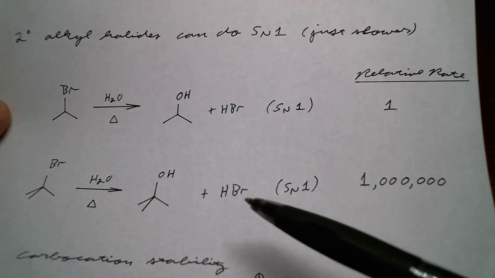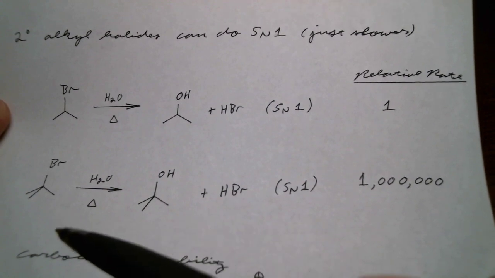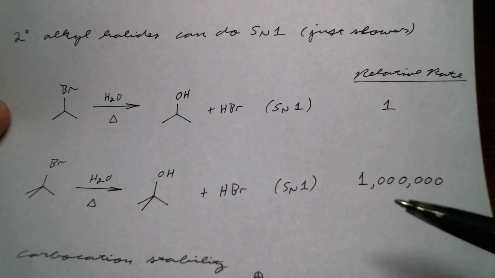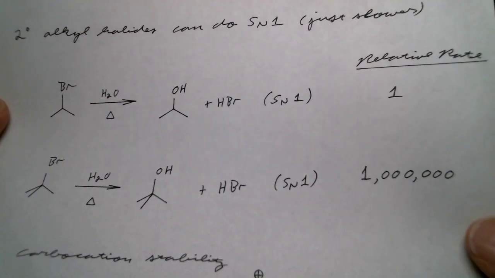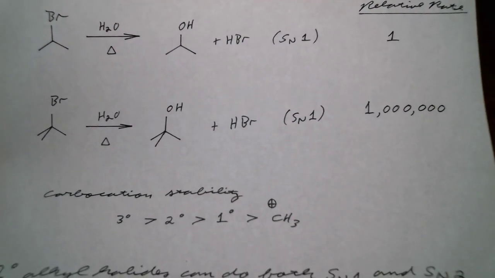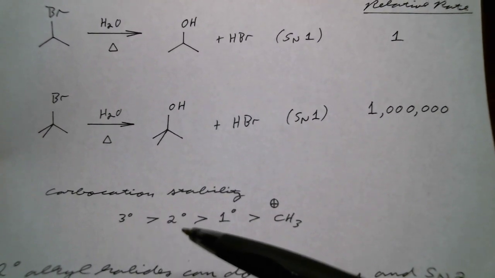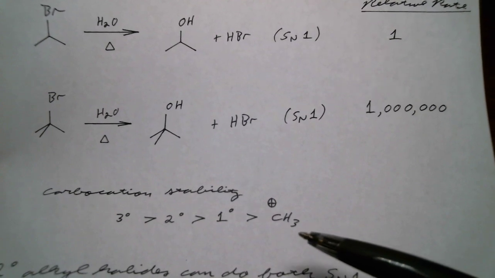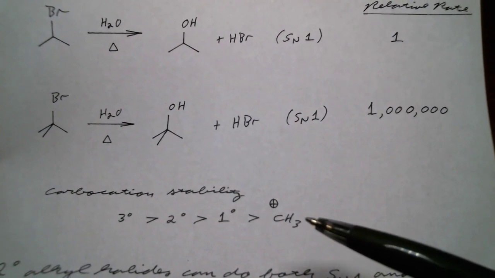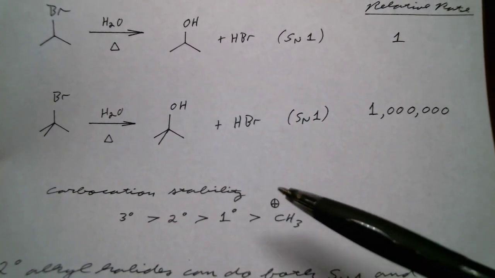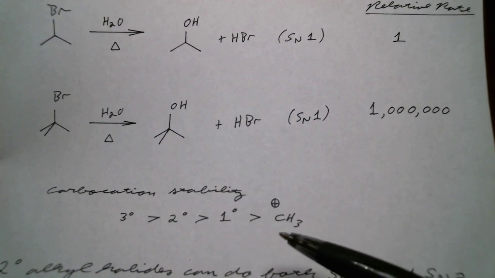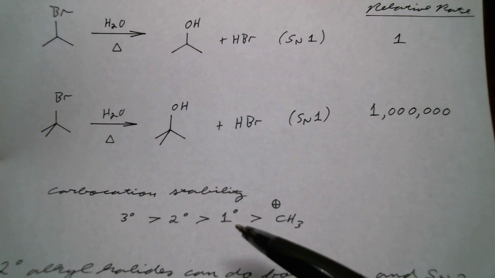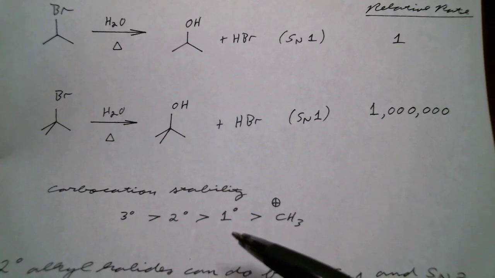So why do tertiary alkyl halides or tertiary carbons go faster in an SN1 reaction? That has to do with carbocation stability. Tertiary carbocations are more stable than secondary carbocations, which are more stable than primary carbocations, which are more stable than methyl carbocations. For the purposes of our course, we don't see methyl or primary carbocations. We will see primary carbocations next semester when we talk about allyl groups and benzyl groups.